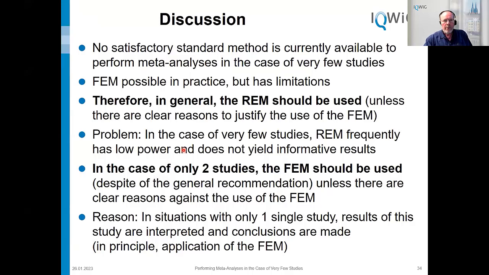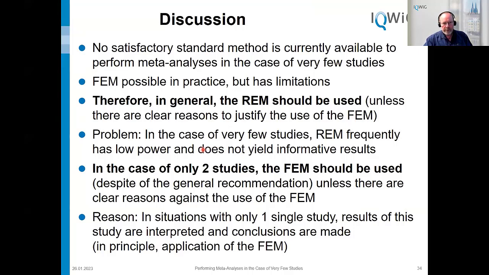Let's discuss some important points. I think it is obvious that we have no satisfactory standard method currently available to perform meta-analysis in the case of very few studies. There is no unique method which we can use all the time. The fixed effects model is possible in practice, but has limitations. It does not hold the type 1 error if in fact there is heterogeneity. Therefore, in general, we use the random effects model, unless there are clear reasons to justify the use of the fixed effect model, like the situation that all studies have the identical design.